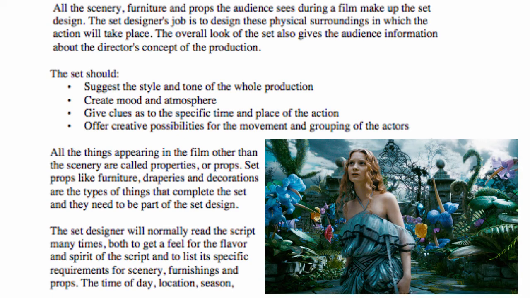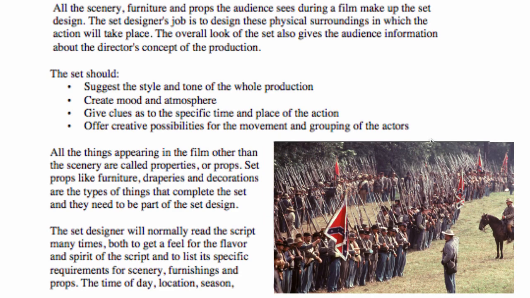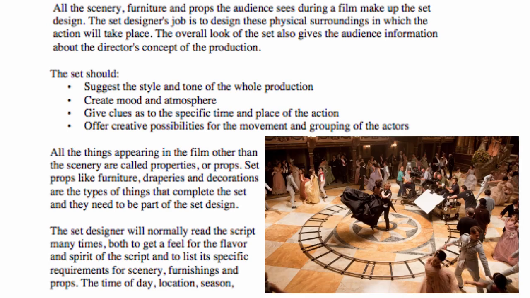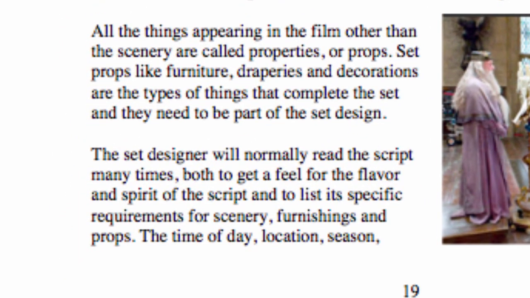The set should suggest the style and tone of the whole production, create the mood and atmosphere, give clues to the specific time and place of action, and offer creative possibilities for the moving and grouping of the actors. All the things appearing in the film other than the scenery are called properties or props. Set props like furniture, draperies, and decorations are the types of things that complete the set, and they need to be part of the design. So the set designer will normally read the script many times, both to get a feel for the flavor and spirit of the script and to list its specific requirements for scenery, furnishing, and props.